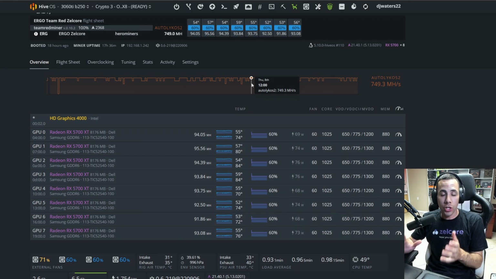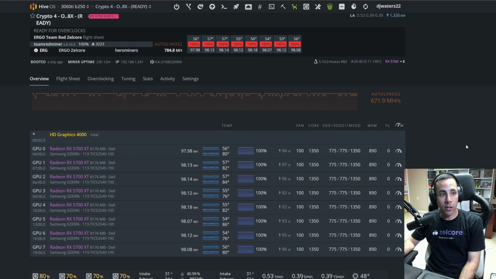It just kind of adjusts every now and then, also because of Hive OS. Also note that all of my AMD cards are using Team Redminer. Now, this is a 5700 XT rig, just like the last one. However, this one's a little bit higher wattage, and I'm also getting more megahash. So I'm still kind of experimenting with that.